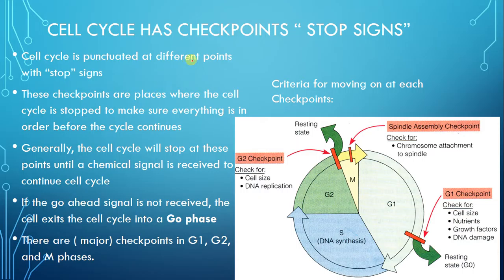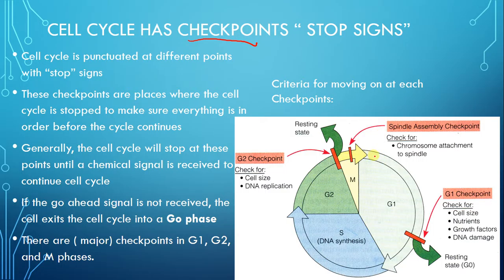So what's important is the cell cycle has checkpoints, or little stop signs. So we're going around the cell, and we have to pass these checkpoints, like, yep, everything checks out to move on to the next. Yep, checks out, everything moves on to the next. These checkpoints are placed where the cell cycle is stopped to make sure everything's in order before the cell cycle continues. So generally, when the cell hits one of those checkpoints, it stops its progression through the cell cycle, and doesn't continue until it receives a specific chemical signal to continue.